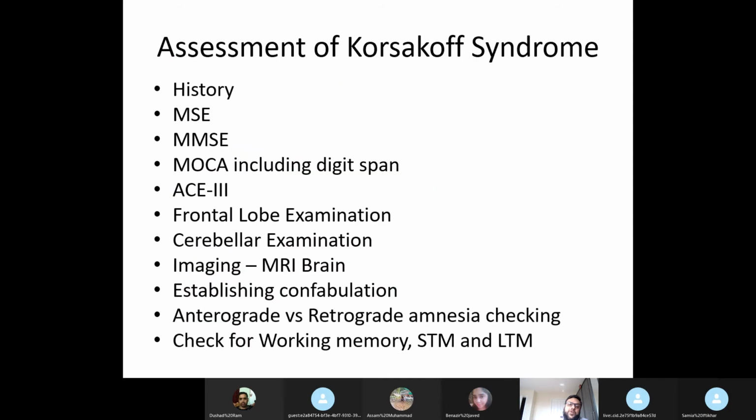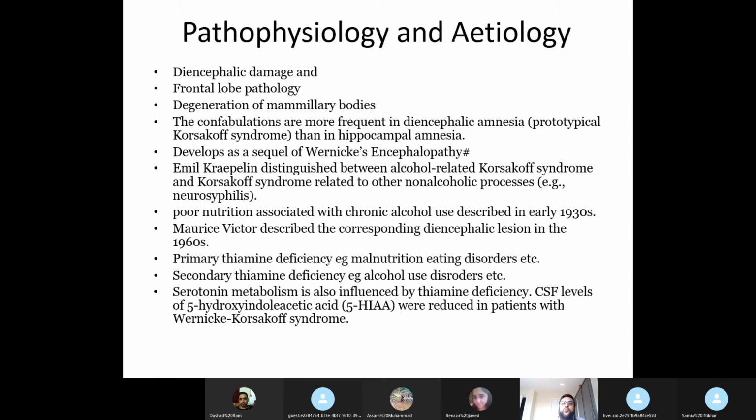So cerebellar examination, yes, you should do, because a broad-based gait will tell you whether there's cerebellar damage or not. Imaging MRI brain, and establishing confabulation, anterograde versus retrograde amnesia, check for working memory, short-term memory, long-term memory, and that's how we'll do it.